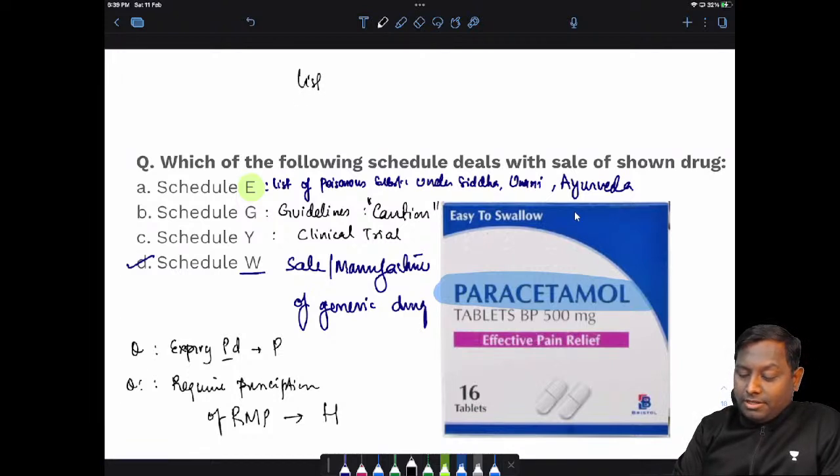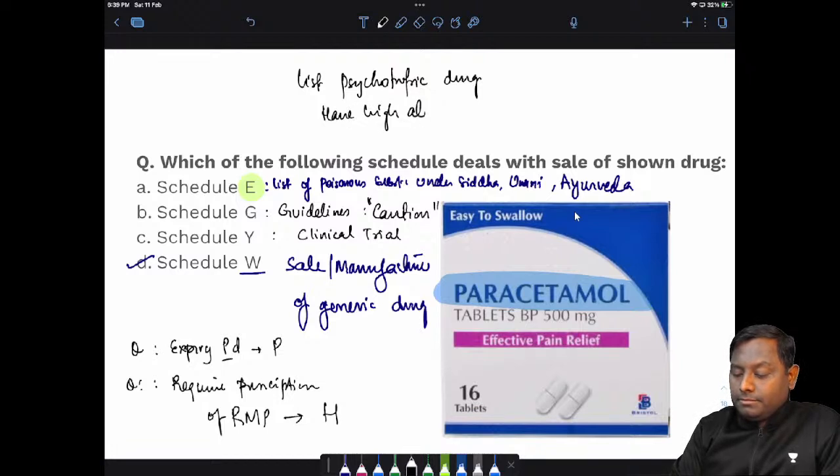list of psychotropic drugs. List of psychotropic drugs that require a specific license for manufacture and sale, and they usually also have high abuse potential. They have high abuse potential. This is going to be our schedule X.